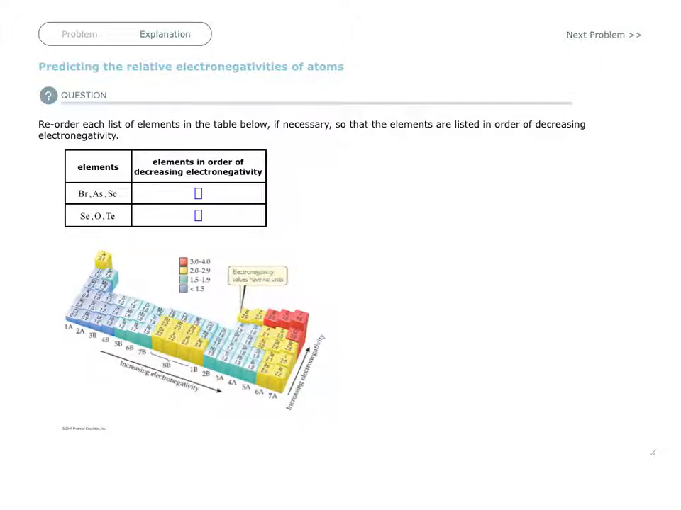Welcome back. This is an Aleks training video on predicting the relative electronegativities of an atom. So, electronegativity is another one of the periodic trends that we've talked about before, where you have the arrows going left or right or up or down. Electronegativity just gives you an idea of the amount of control, I suppose, an element has over the neighboring valence electrons.